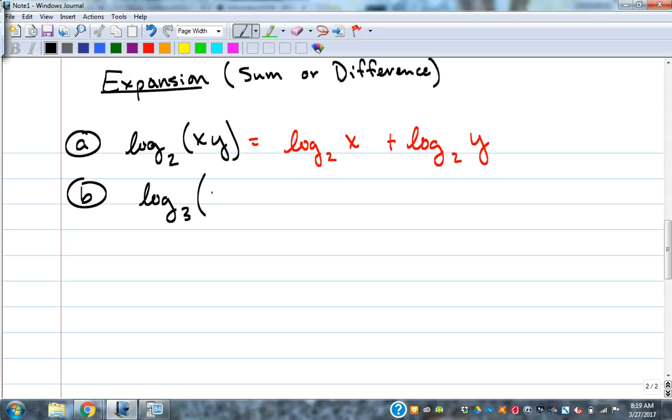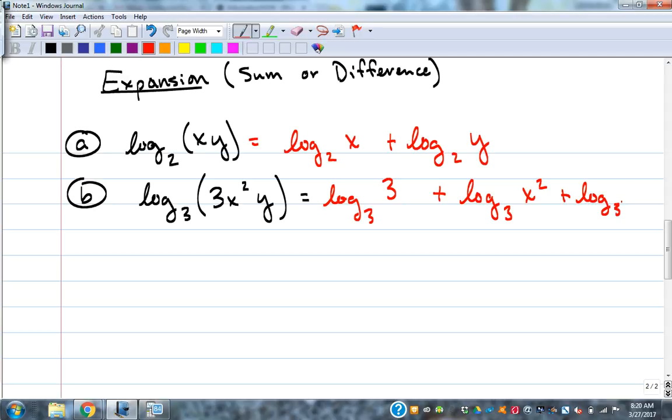But let's step it up a little bit since we're semi-experienced in this. Log base 3 of 3x squared y. So there's 3 things inside of there. So that means it's going to turn into what? But what does that become, though? Log base 3 of 3. So splitting it apart, there's 3 things. So that's really log base 3 of 3 plus log base 3 of x squared plus log base 3 of y.